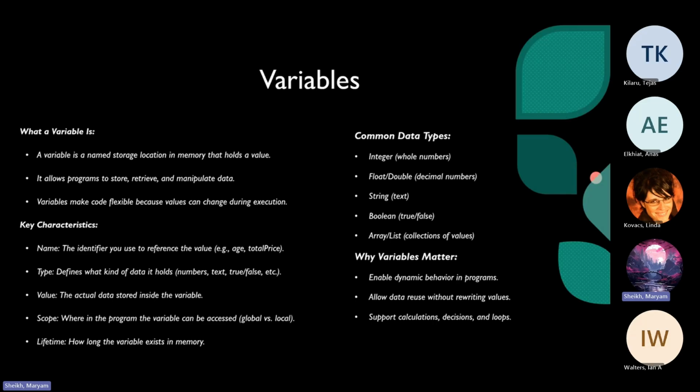Key characteristics of variables are: name, which is the identifier used to reference the value. Type, which defines what kind of data it holds. Value, the actual data stored inside the variable. Scope, where in the program the variable can be accessed. Lifetime, how long the variable exists. Common data types are integer, float, double, string, boolean, and array or list.